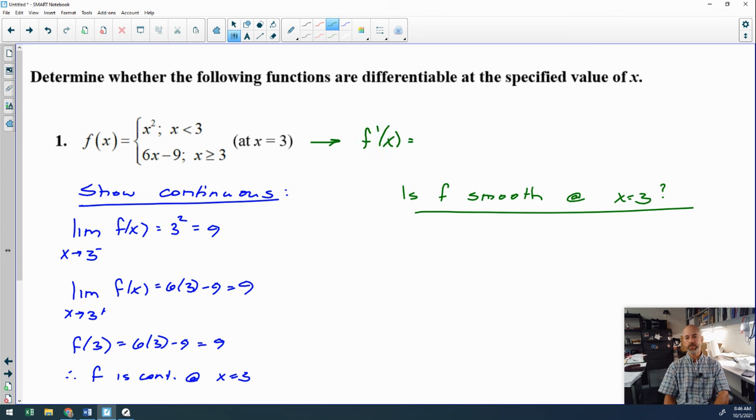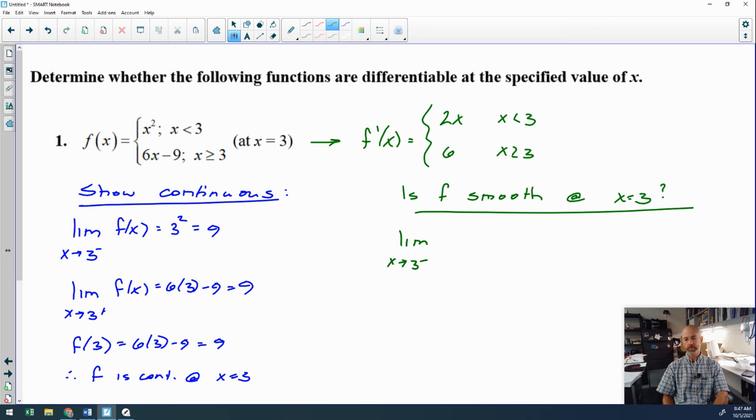And the derivative of a piecewise function, you will simply differentiate both pieces separately. So my derivative would be 2x for x is less than 3. My derivative will be 6 for x is greater than or equal to 3. And we will now look at that derivative on left and right sides of 3.